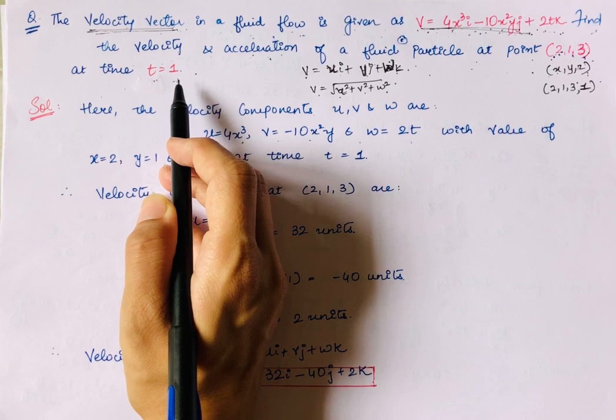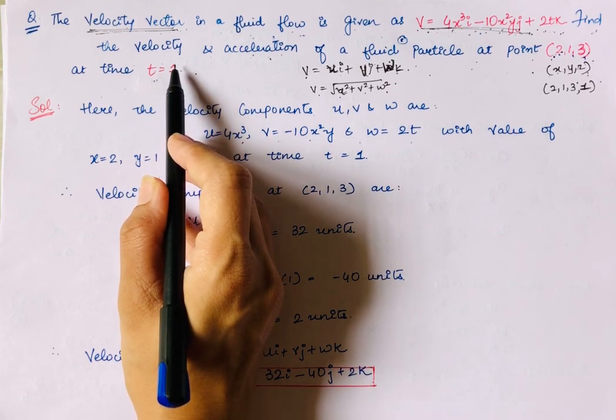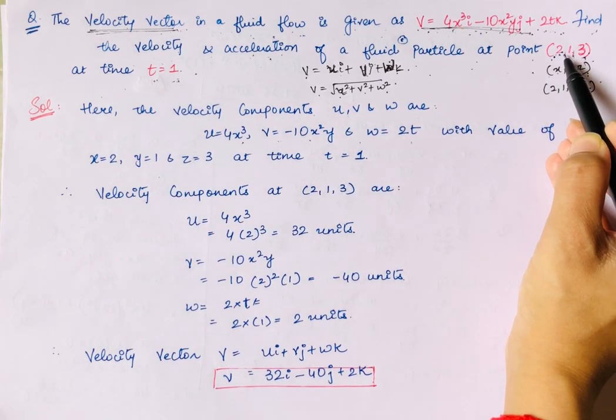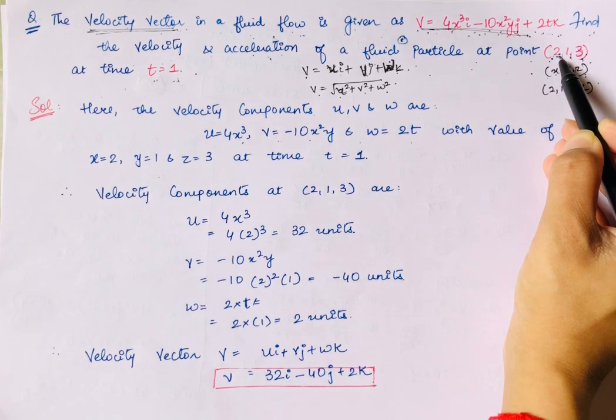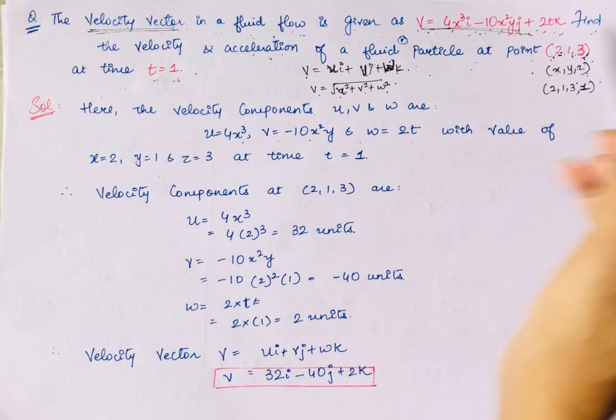So this is a case of unsteady flow as the value of time is given. Okay, and along with that we have given the real space coordinates of a fluid particle, (2, 1, 3). Okay, so let's start with the solution.